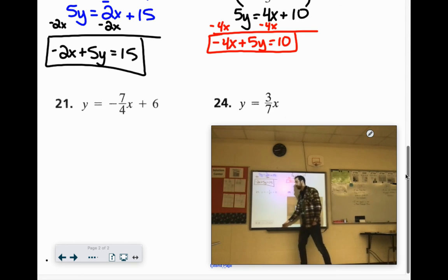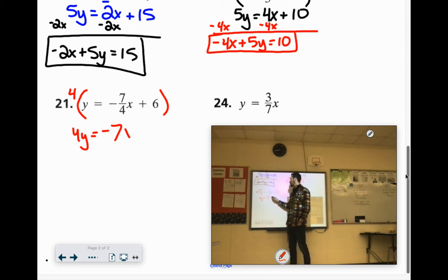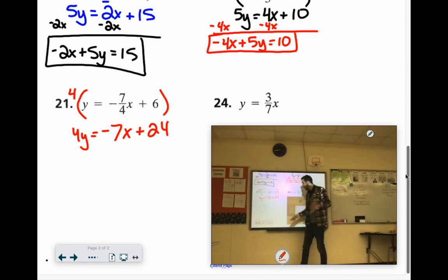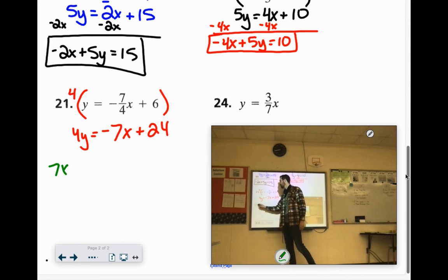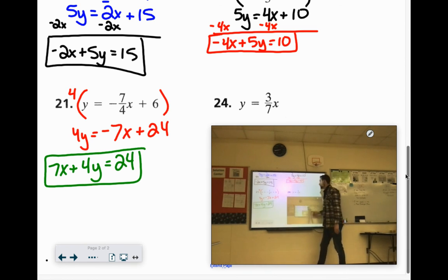Here, we'd have to multiply by that denominator of 4, which would give us 4y equals negative 7x plus 24. How are you going to move negative 7x to the other side? You would add it. So it would go to the other side as positive 7x plus 4y equals 24. We got one more of those.